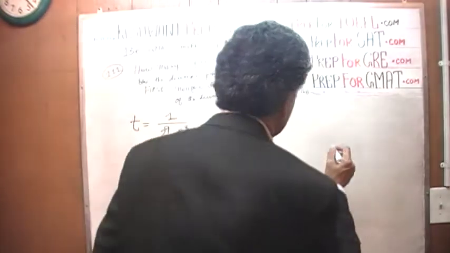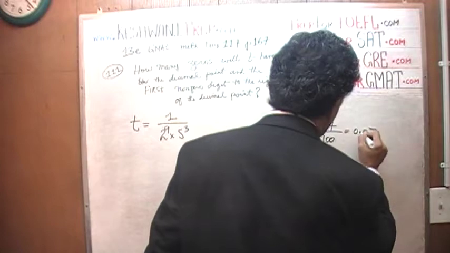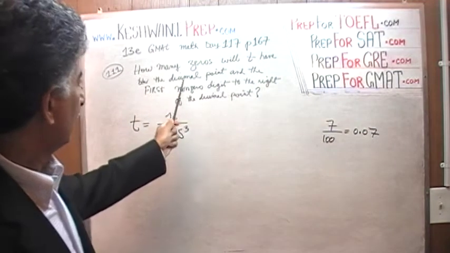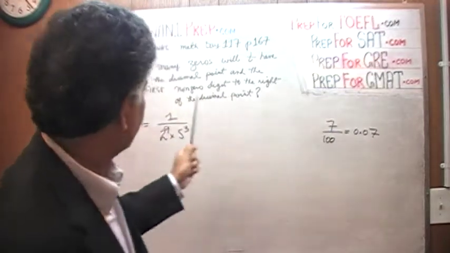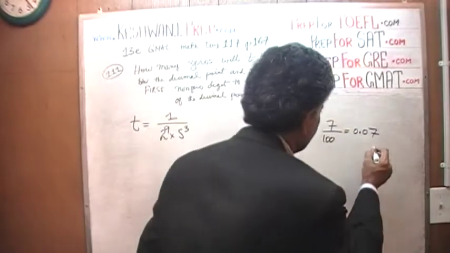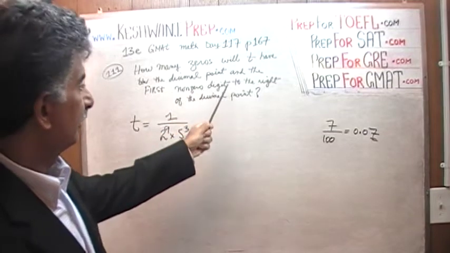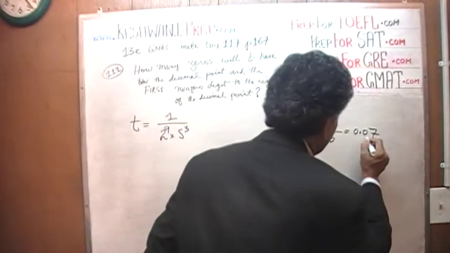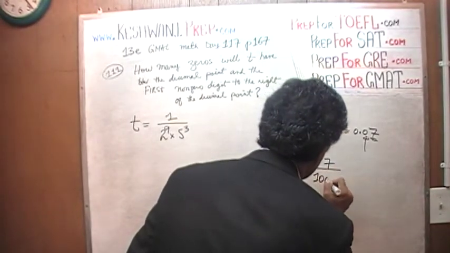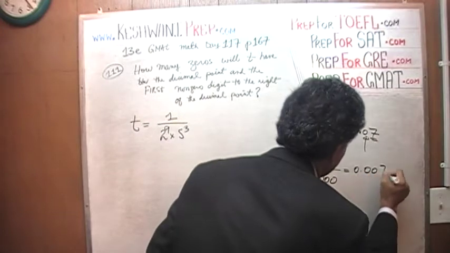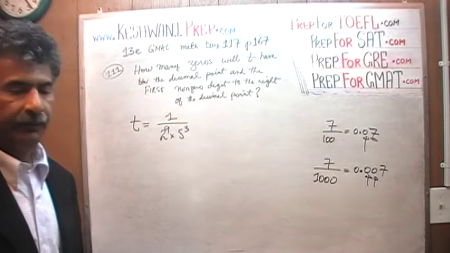For example, 7 divided by 100 is 0.07. So how many zeros does it have between the decimal point and the first non-zero digit? The first non-zero digit is 7, so the answer is only 1. On the other hand, 7 divided by 1000 will be 0.007, and now it has 2 zeros. You see? That's what we have to figure out.